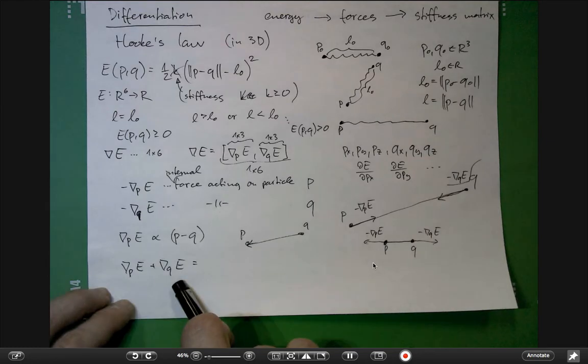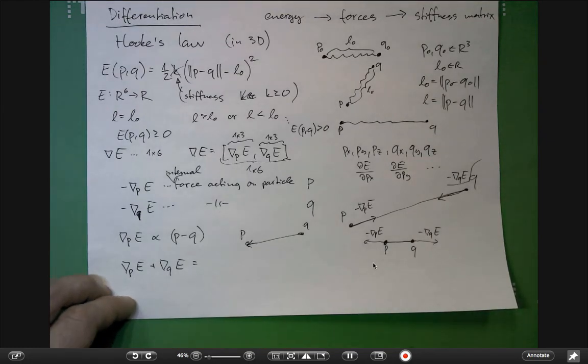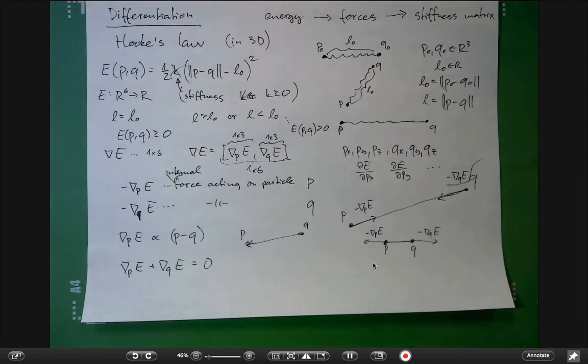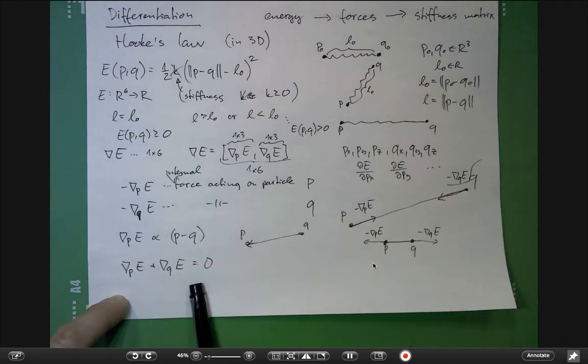So what would you expect the sum of the gradients to be? Zero. Zero, exactly. Do you want to explain why? Because the forces are acting in opposite directions of each other, and theoretically they're the same. So they cancel each other out. Right, the magnitudes should be the same, right? And they should be exactly opposite.